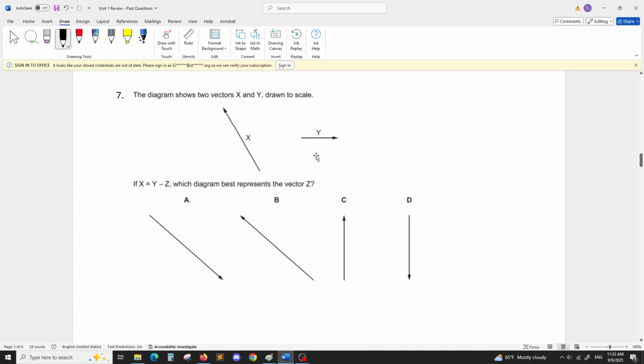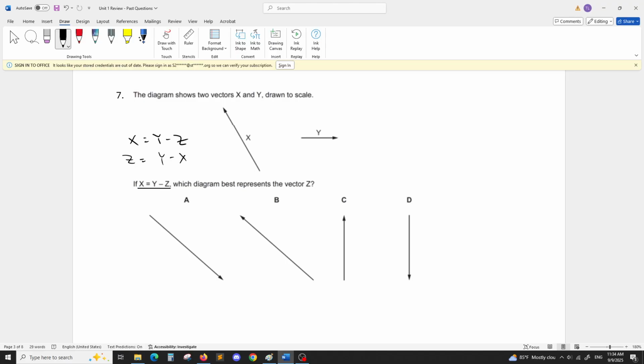Number 7, the diagram shows two vectors, x and y, drawn to scale. If x equals y minus z, which diagram best represents the vector z? Okay, so even though it doesn't seem too intuitive, you can actually rearrange this equation just like an algebra equation. So we have x equals y minus z, but we want z. So we can just isolate z by adding z to both sides and then subtracting x. So z is equal to y minus x.